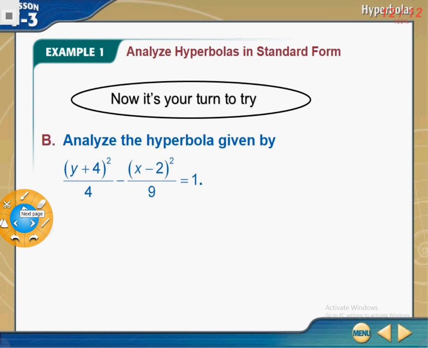Now, that's it. This is your time now. You have to analyze the hyperbola by this equation, and you should first tell me, is it vertical or horizontal? After that, you have to find A, B, C, H, and K. Then solve it.